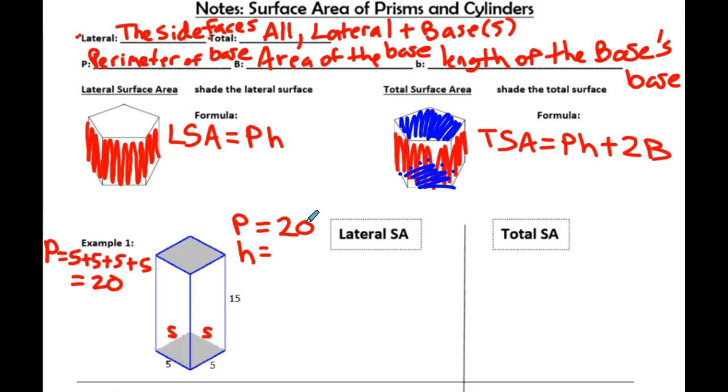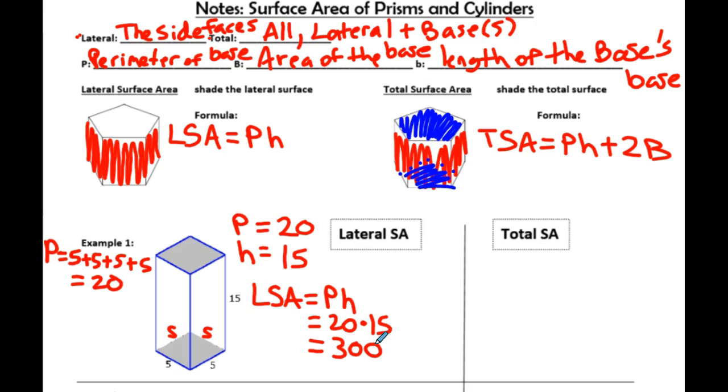And then H, what's H? It's labeled. It's 15. All right, so we got P, we got H. Now all we got to do is, for LSA, PH. Lateral surface area is perimeter times height. So that means it's going to be 20 times 15. And what is 20 times 15? 300 units squared. We don't have units here, but it would be units squared. LSA, that wasn't that bad, right?